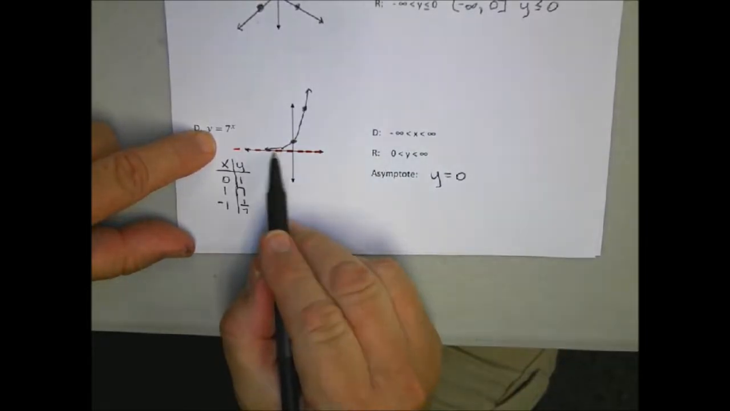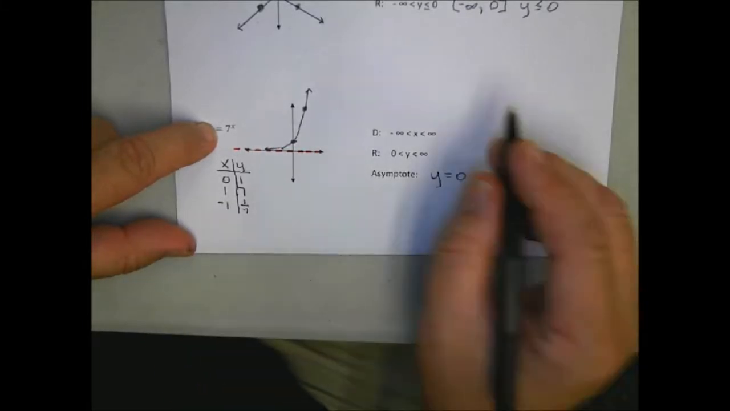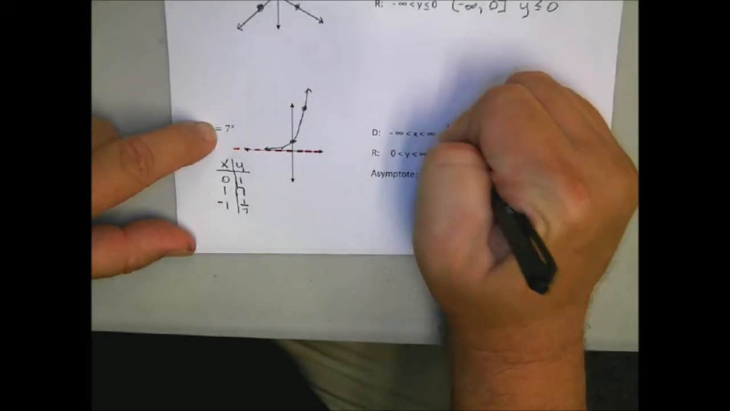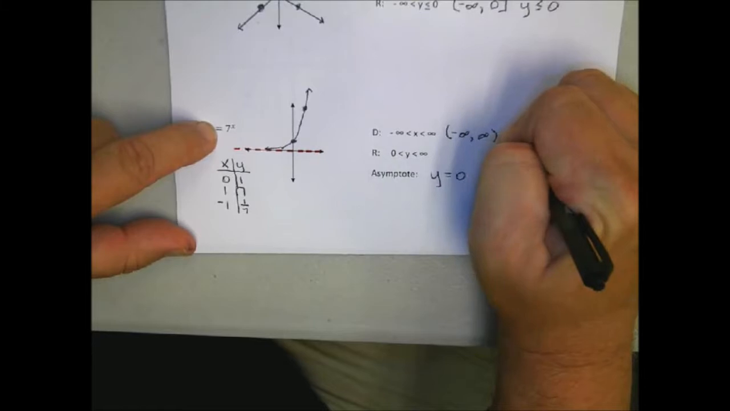Now the domain, left and right. Well, it goes to the left forever. It goes to the right forever. So here's our domain, negative infinity to positive infinity, or all reals.